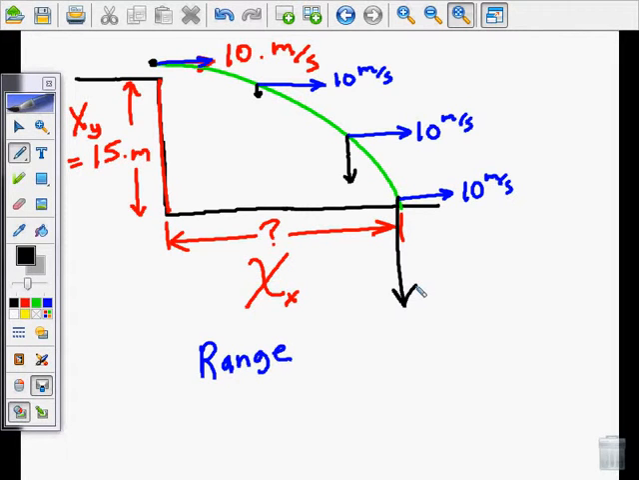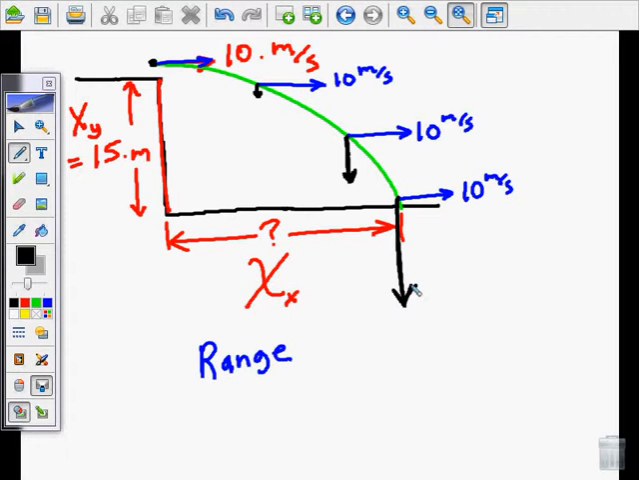I'm not sure what these values would be, so I'm not going to put numbers down there. But if they were at 1 second intervals, I'll tell you this, which they're not because that cliff is not high enough. But if they were, then this first one would be 10 meters per second, this one would be 20 meters per second, and this one would be 30 meters per second. Because it would be accelerating at the acceleration due to gravity.